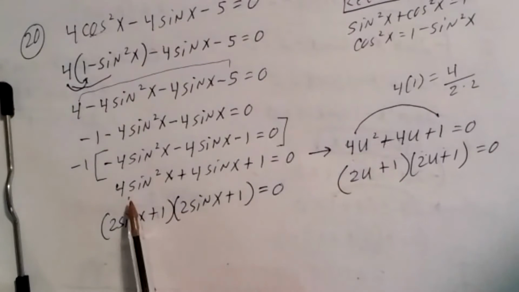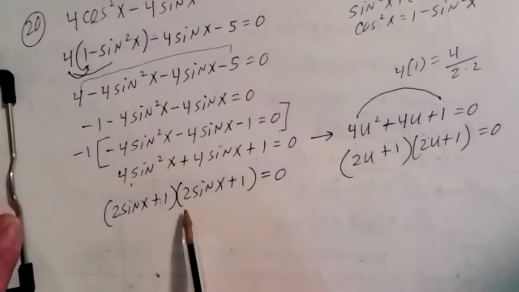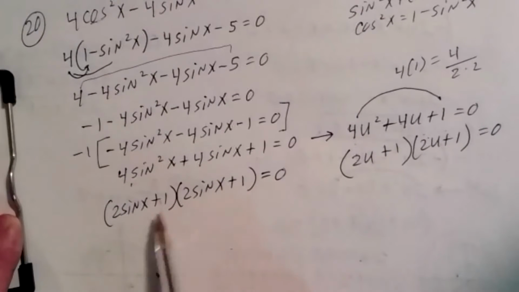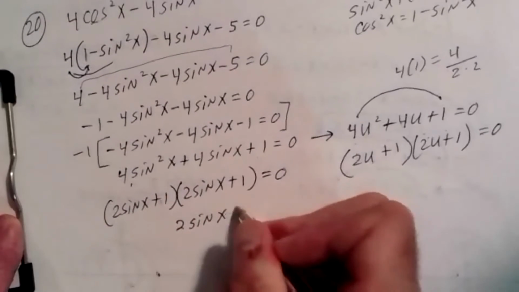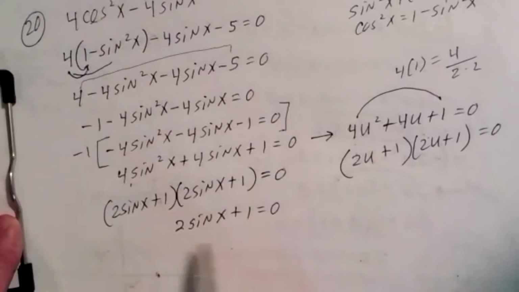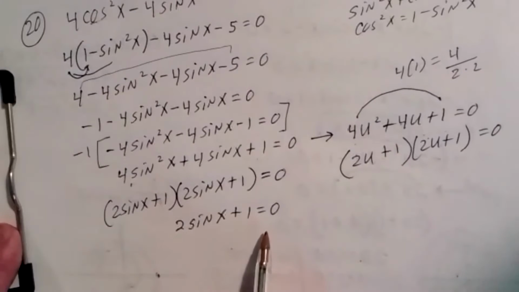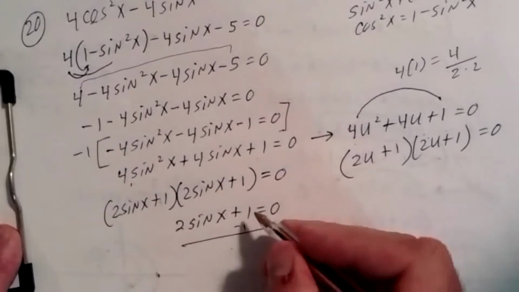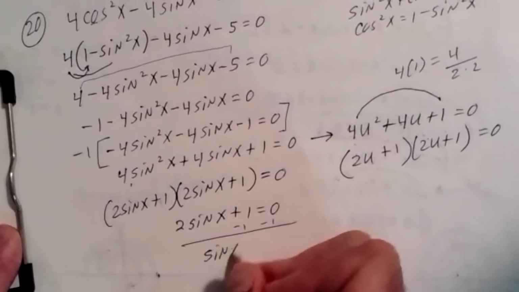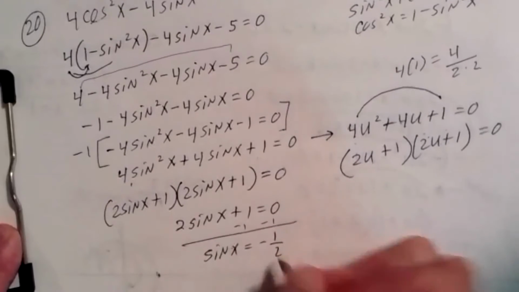Now that we completely factored the left side of our trigonometric equation, we set both factors equal to 0, which in this case is redundant because we have 2 identical factors. So we don't have to do this twice. All we got to do is take one of these factors, set it equal to 0, and then solve this equation. Minus 1 from both sides, divide both sides by 2. We'll have the sine of x is equal to -1/2.